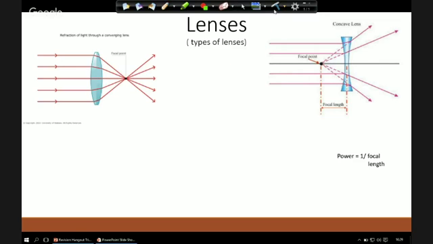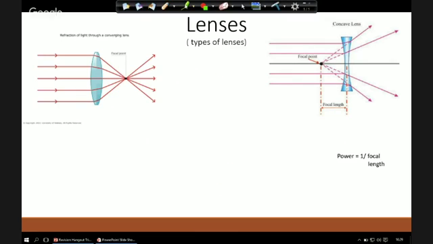Now it makes sense that the shorter this distance here, the stronger the lens, because we're going to measure the strength of the lens by how much it bends light. So the closer these rays come towards the lens, the more powerful the lens. Power is measured by 1 over the focal length. So 1 divided by this length here gives us the power. So the shorter the distance, the more powerful. In other words, the more light is bent by a lens, the stronger it is, which makes sense.